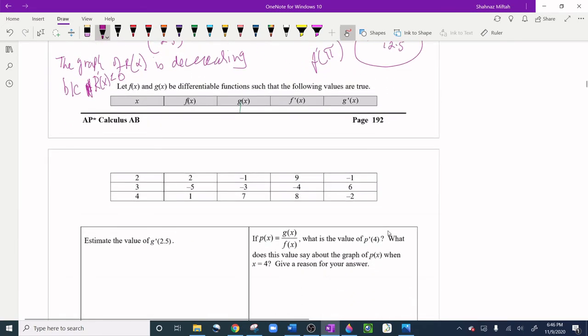Now let's try this one: let f of x and g of x be differentiable functions such that the following values are true.